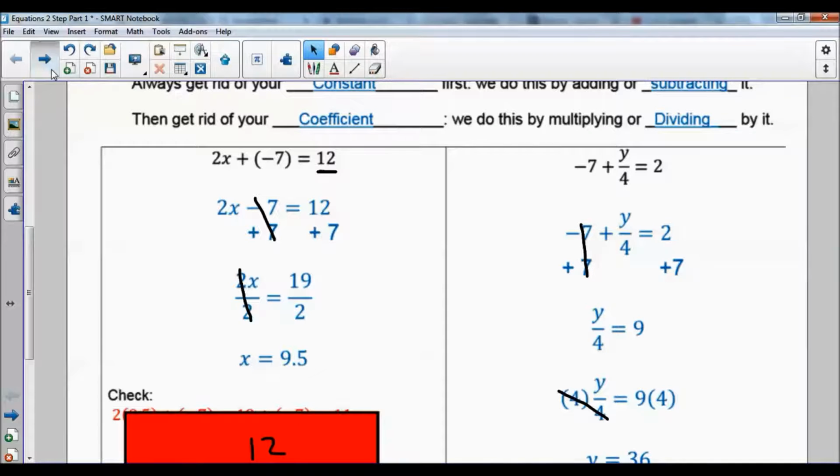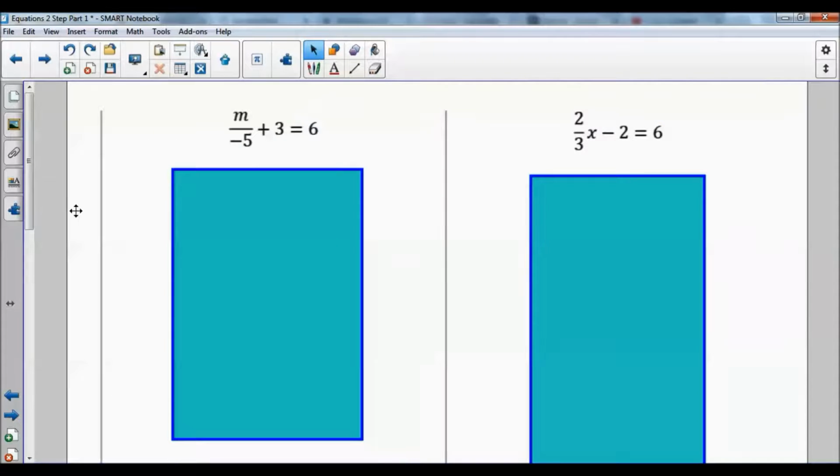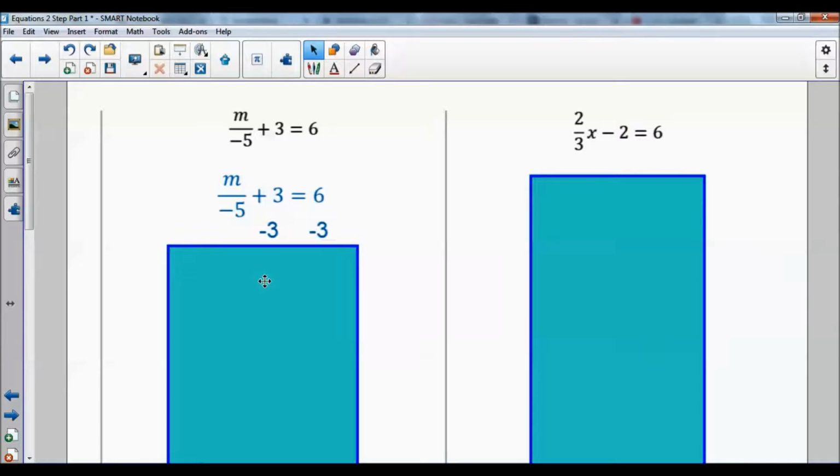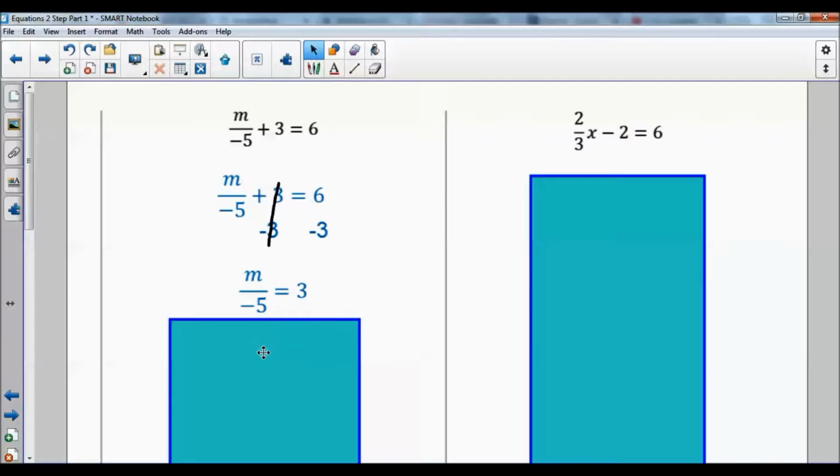Okay, let's try our third one. Our third one is m divided by -5 plus 3 equals 6. We want to get rid of our constant first, so we're going to get rid of this plus 3 first. The first thing we're going to do is subtract 3 on both sides because it's the opposite of adding 3. Those cancel out. M over -5 stays the same. 6 minus 3 is 3.